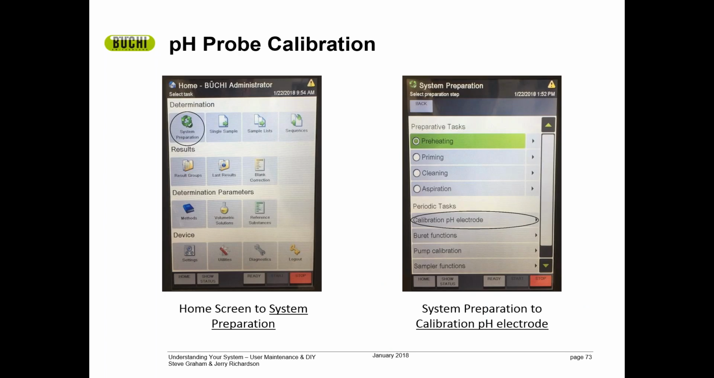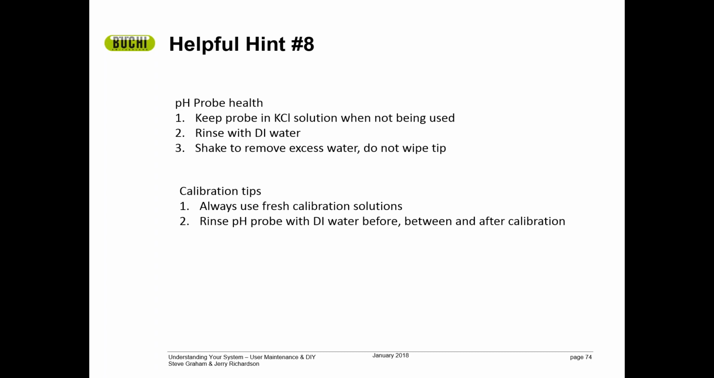One of those, obviously, if you're using a pH probe, a very important aspect of this is to calibrate that pH probe. This should be done. It's a very simple process on the K375 and the K360 to calibrate the pH probe. You go to the home screen, go to the system sample preparation. We have calibrate pH probe. You click it and it takes you through the process to calibrate this.